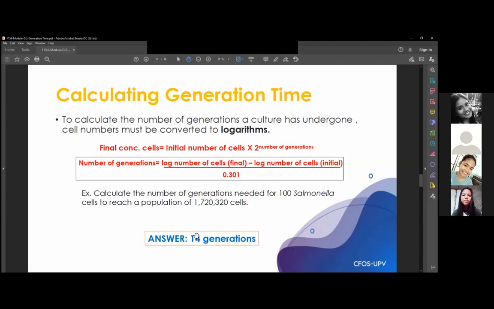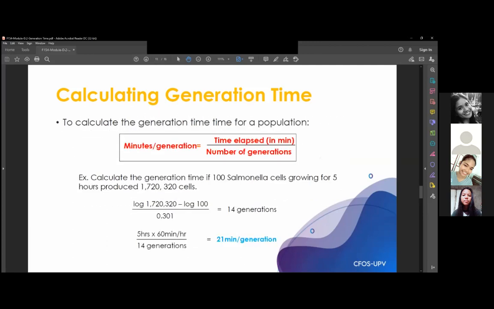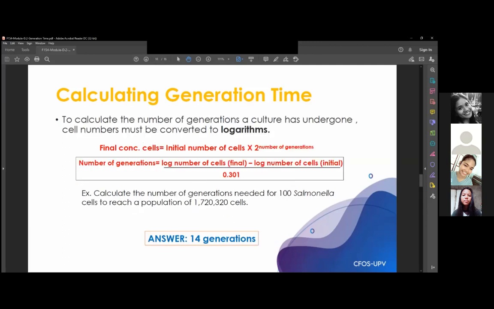So practice nyo 'to, guys, ha, for you to be able to answer our assignment. The assignment for this is your quiz na mga problem sets. So ang quiz nyo, answer to the quiz is due Monday after ng, ano ba yung nilagay ko na date? Basta after na ng reading week. Ganon. Tagal-tagal pa yung deadline nito.